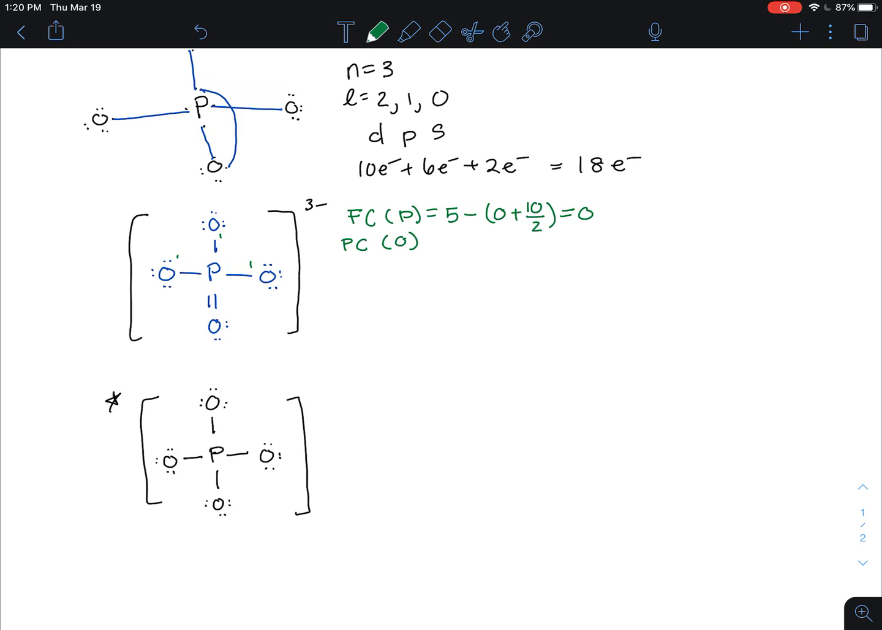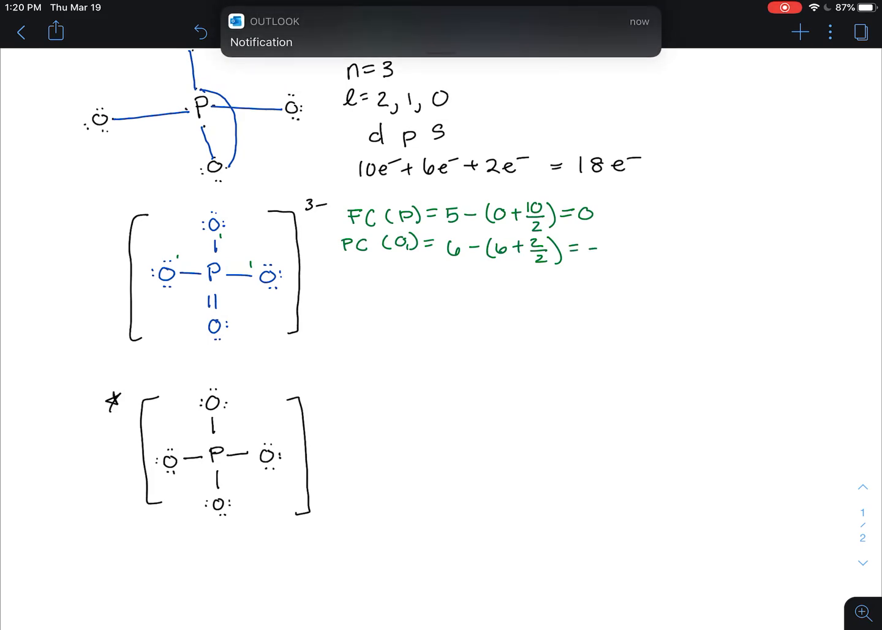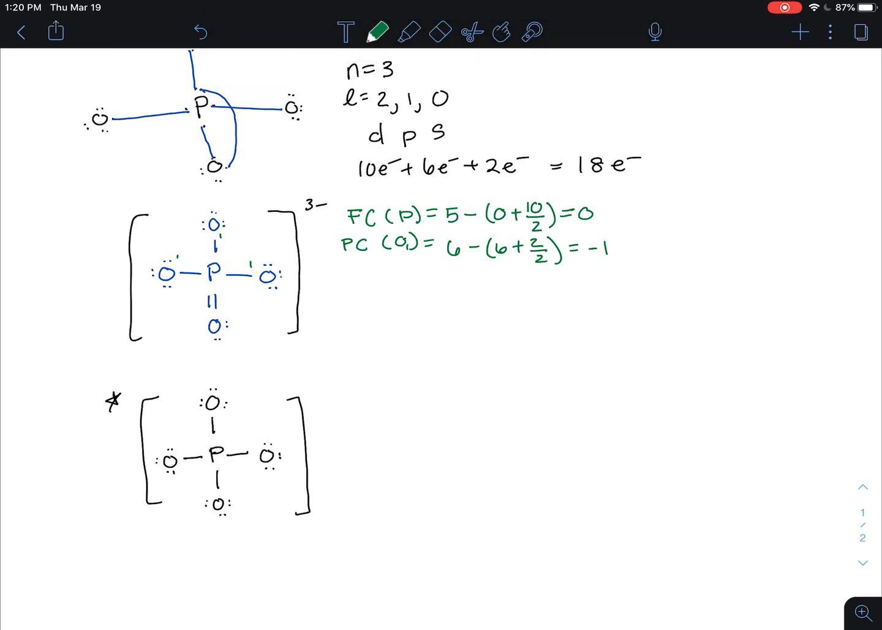Then I look at my oxygens. Now, these are all my oxygen 1 because they have the exact same formation. This 1 bond and then all the rest are lone pairs. For my oxygen 1, my number of valence electrons is 6, minus non-bonding electrons are also 6, plus since I have 1 bond, there's 2 electrons in it, 2 divided by 2. 2 divided by 2 is 1, plus 6 is 7. 6 minus 7 is -1. So each of my oxygens here have a -1 charge. -1, -1, -1. My phosphorus is 0.